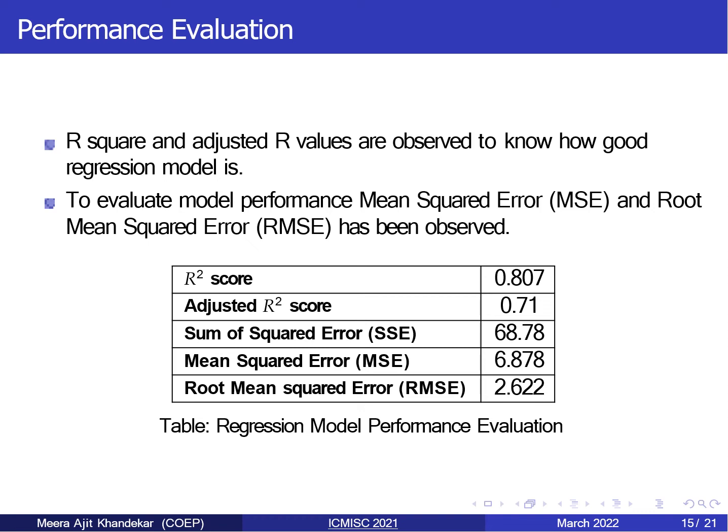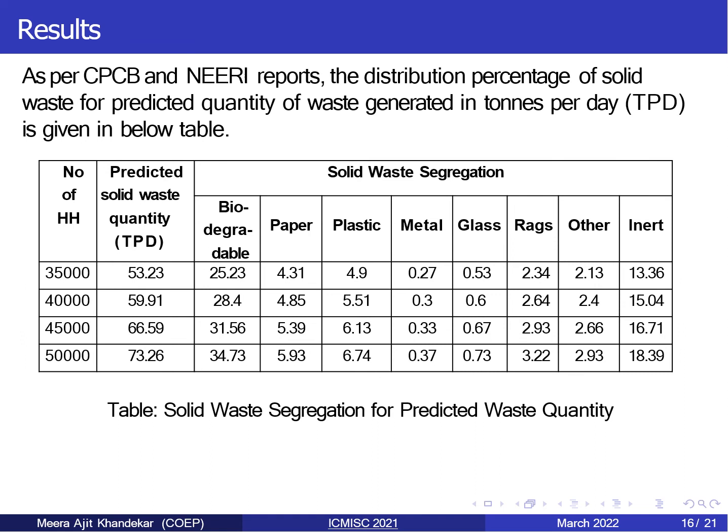R square and adjusted R square values are observed to know how good the regression model is. Then sum of squares, mean squared error and root mean squared error. These values tell us about the performance of the developed model. These are the observed values after building the model. We have used the same model to predict the solid waste generated per day. So these are the results.